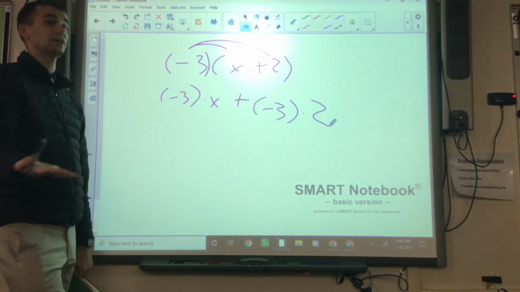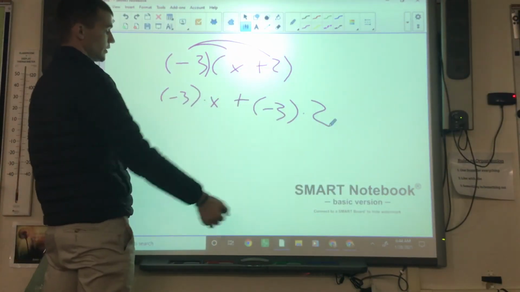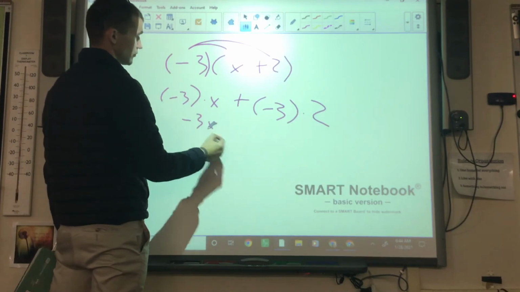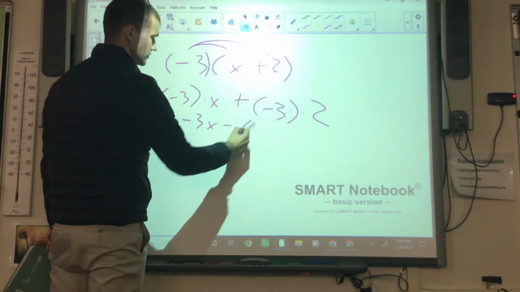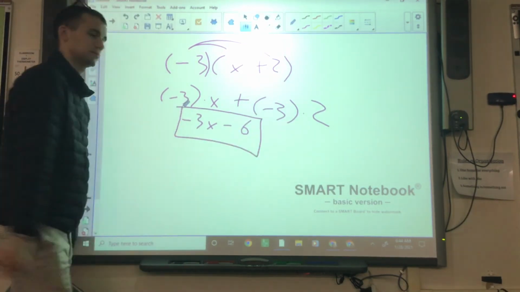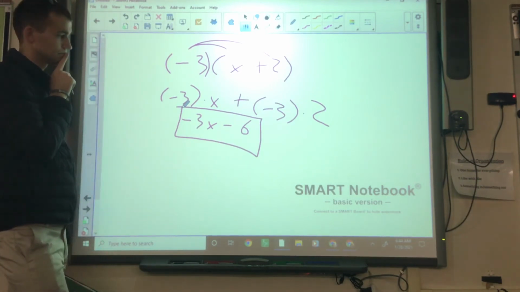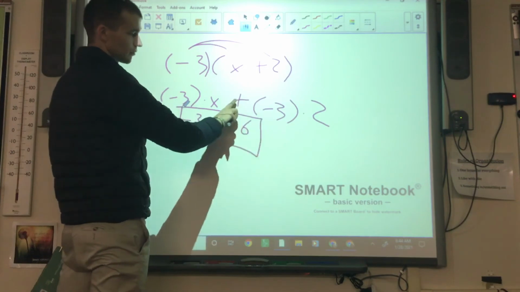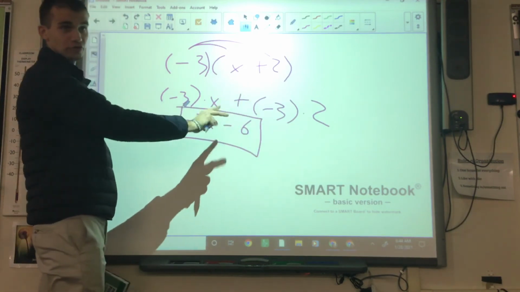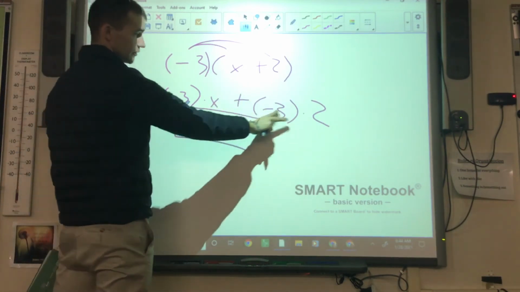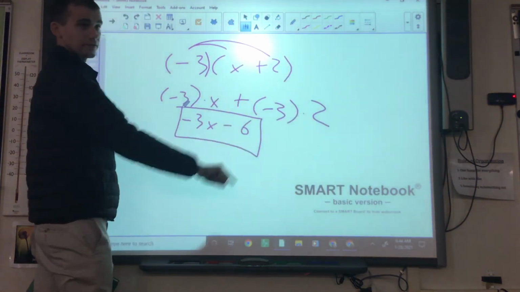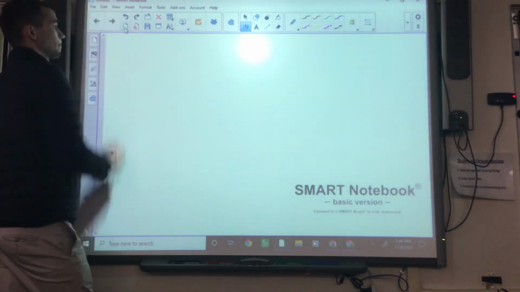I think this is actually easier as long as you make sure you're holding on to that negative. So it becomes negative 3x minus 6. You could say plus a negative 6 if you wanted to. I did those two steps in one, where this would be negative 6 and it would be adding a negative 6.